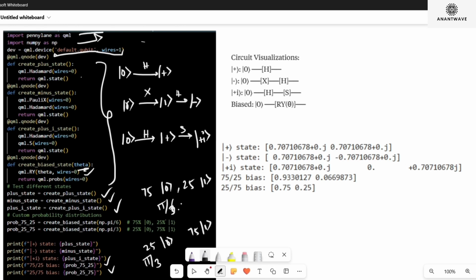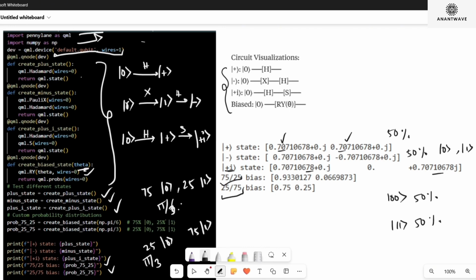Here are the circuit diagrams for the following states and then the probabilities. We are not printing the probabilities but matrices. Here both are equal, so 50% for both. Here also 50% for both ket 0 and ket 1. Whereas coming to plus i, here also ket 0 is 50% and ket 1 has 50%. And for probabilities 75, 25 and 25, 75, these are the values.